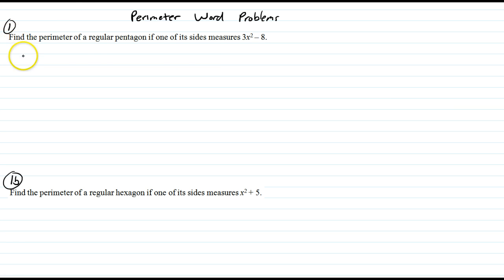All right, so we're going to do number 1. We're going to find the perimeter of a regular pentagon if one of its sides measures 3x squared minus 8. So the first thing I want you to do is to draw a picture.